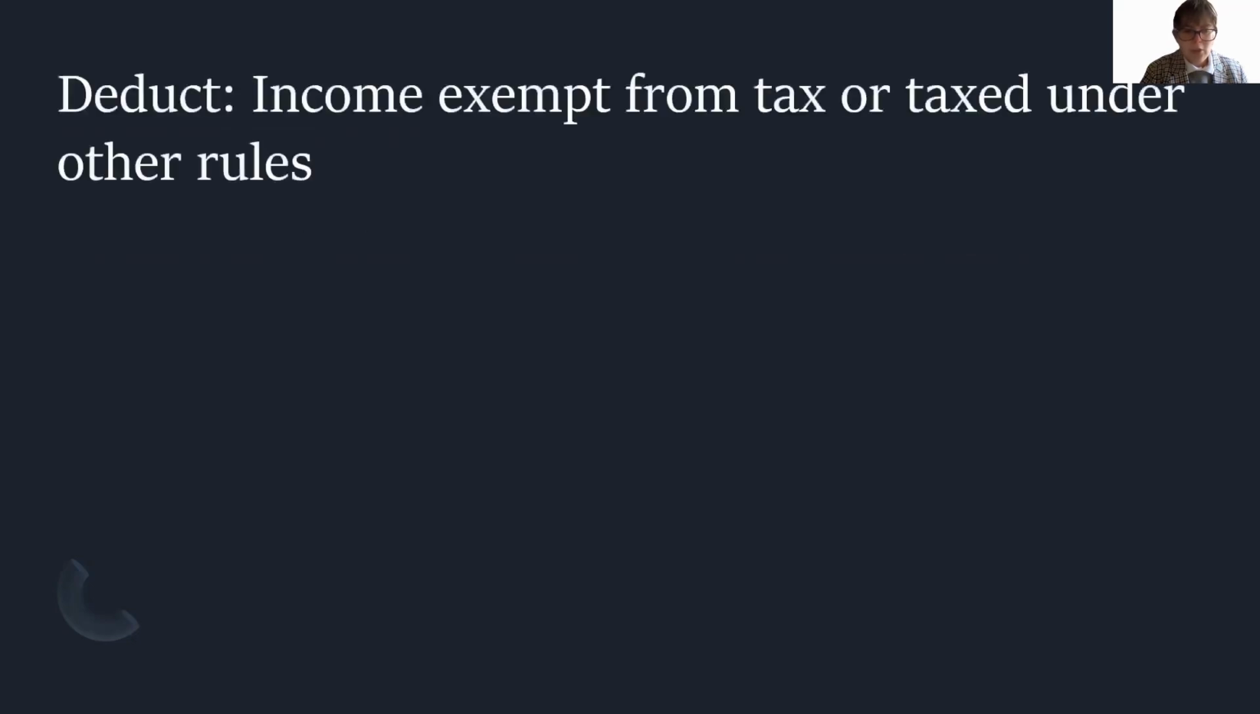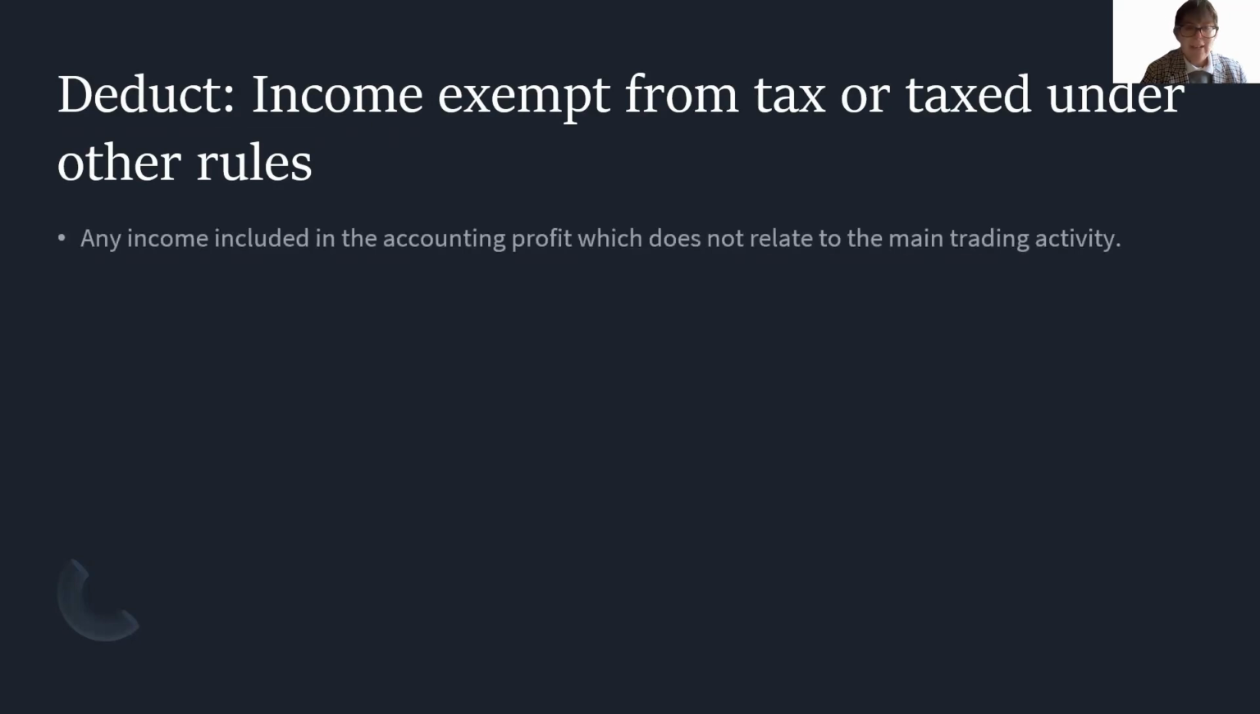You then have to deduct income exempt from tax or taxed under other rules. So essentially, this is any income which is included in the accounting period, in the accounting profit, which does not relate to the main trading activity. So for example, this could range from dividend income to interest received and rental income, just to name a few examples.